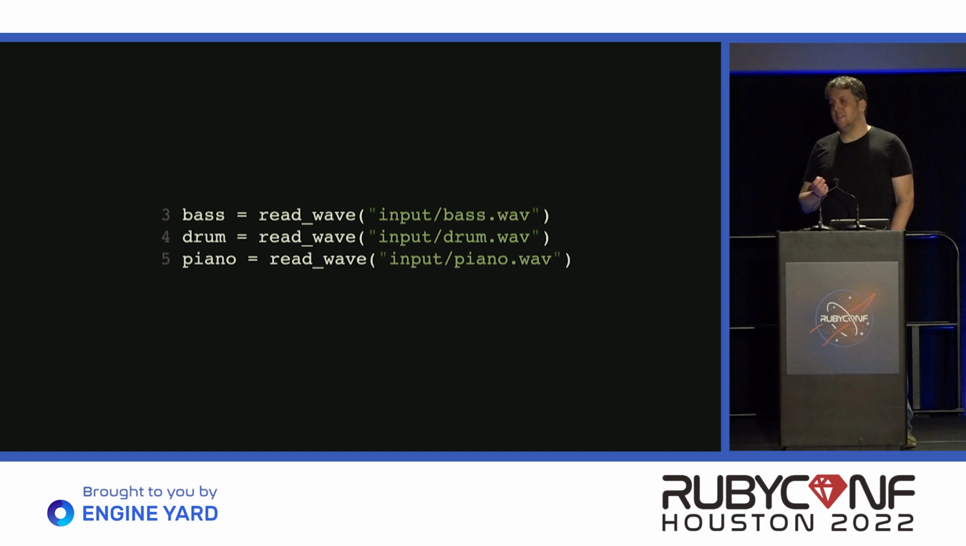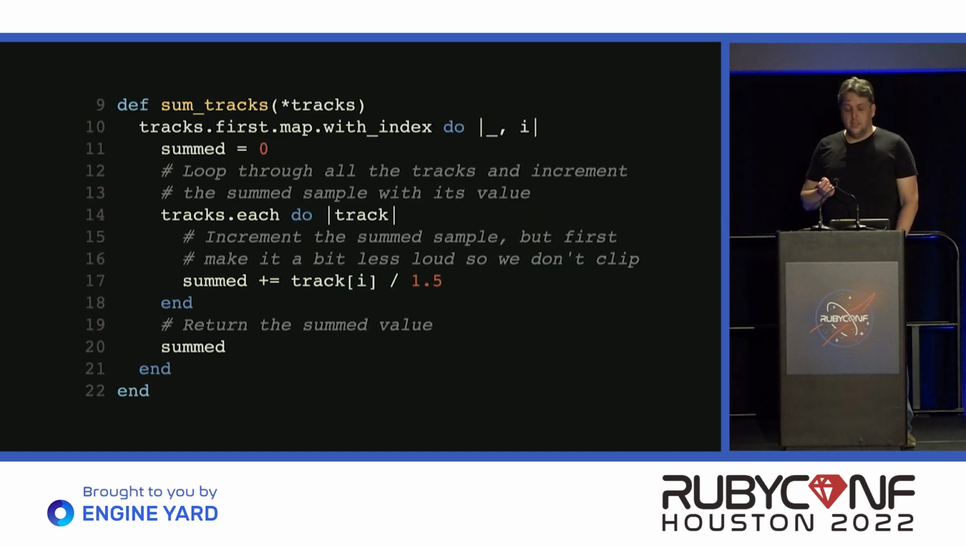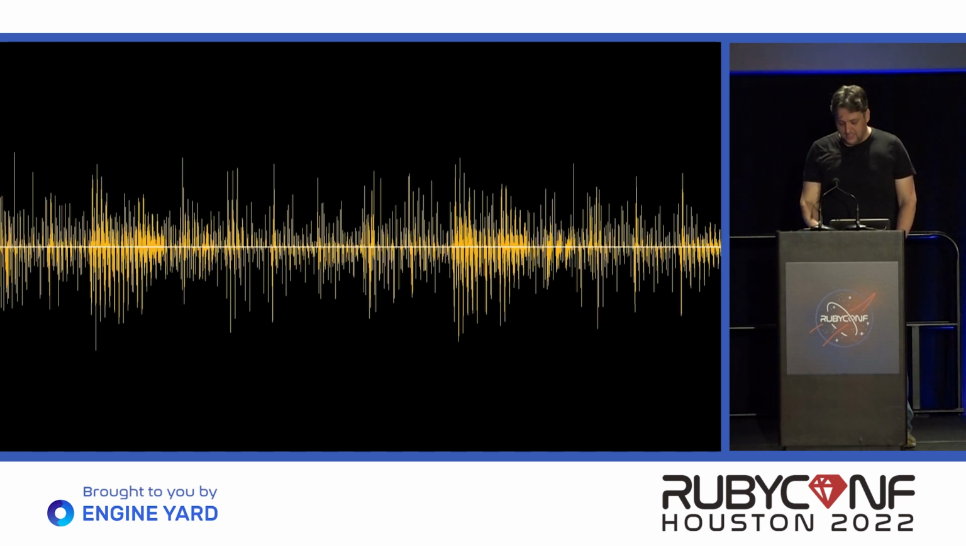The way we do that is by summing them up. We're reading these three wave files, and they all have the same length. If we loop through them all and simply sum up the numbers from each one of them and create a new output array where every sample is summed up on the same position, you end up with this waveform. This is a Ruby mixed wave.